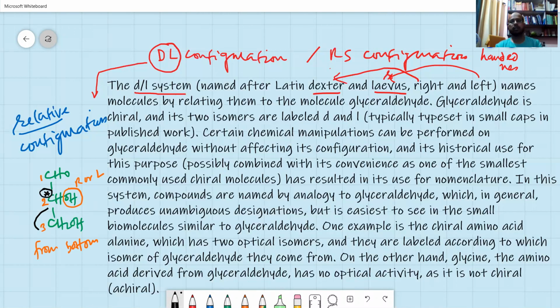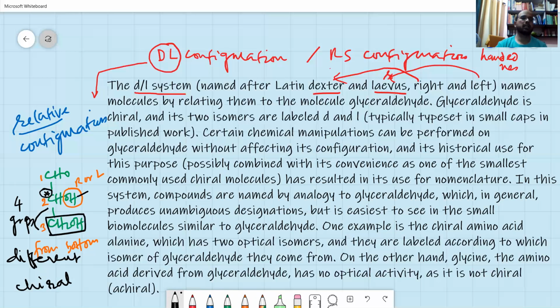Okay, so this is a very perfect example of taking chirality. All the four groups are different. That is why you call it chiral. So this is the chiral center. Usually just above CH2OH, you have OH, either it may be written on the right or it may be written on the left. So then this is what you see as the glyceraldehyde.